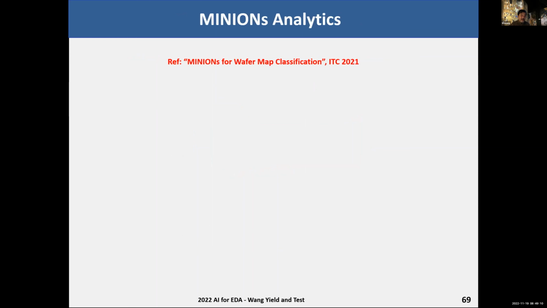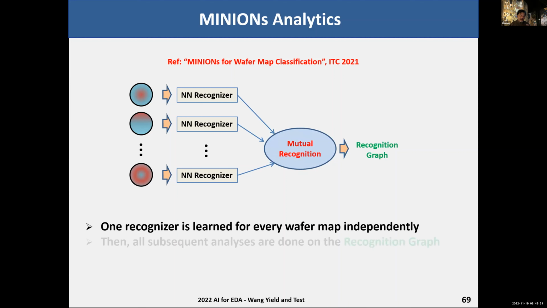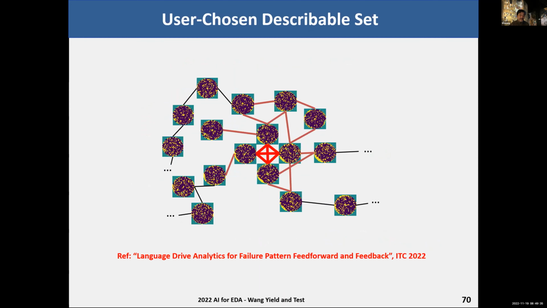And I just want to briefly mention that in our analytic backend, there's an interesting technology we call minion analytic. The thinking is very different. Given a set of wafer maps, we have a way to learn a neural network recognizer for every individual map. What that gives us is a so-called mutual recognition graph. Once the graph is there, we can perform all subsequent analytics based on the graph. Let me give you an example. Here is a recognition graph example with its connected components.